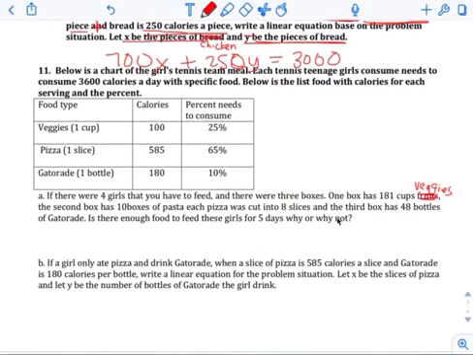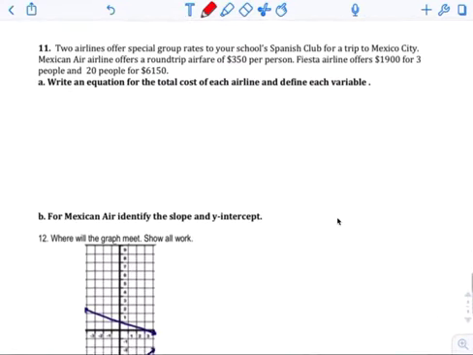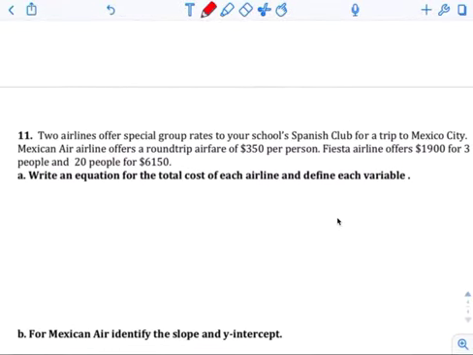Same thing here, I think. Slices of pizza and bottles of Gatorade for y. Yep, that's correct. Okay, and then the last page, most of you know how to write this.